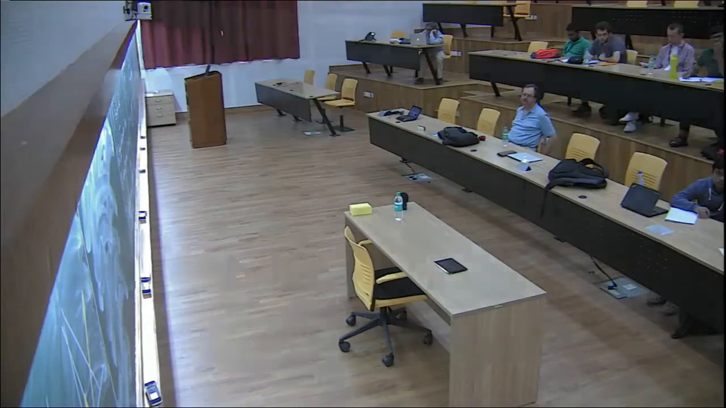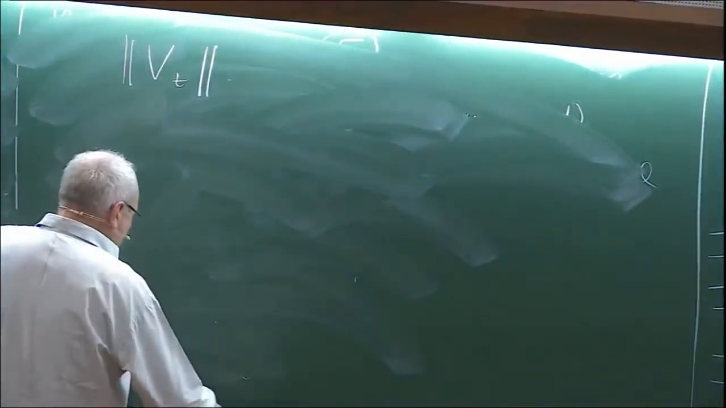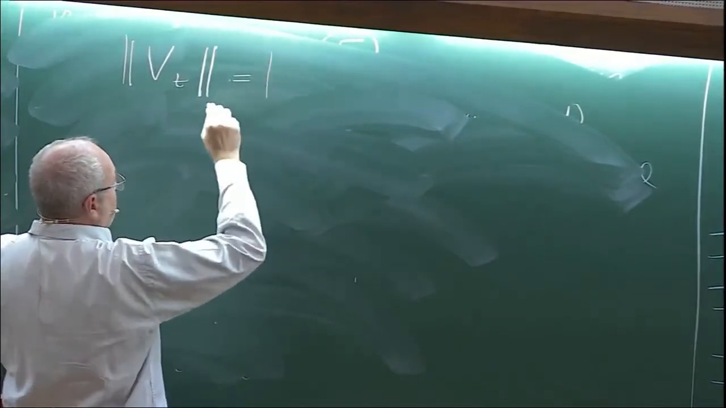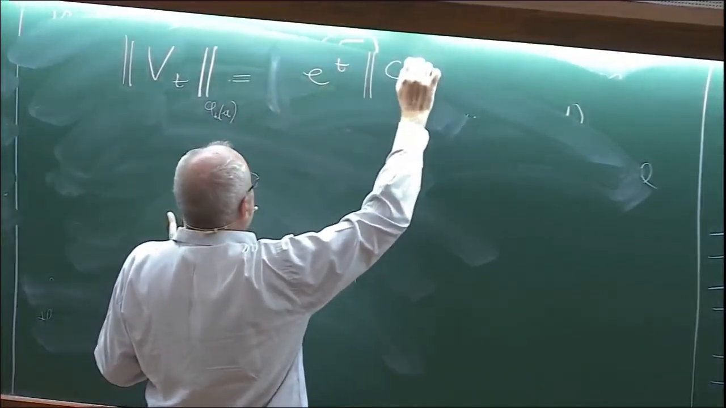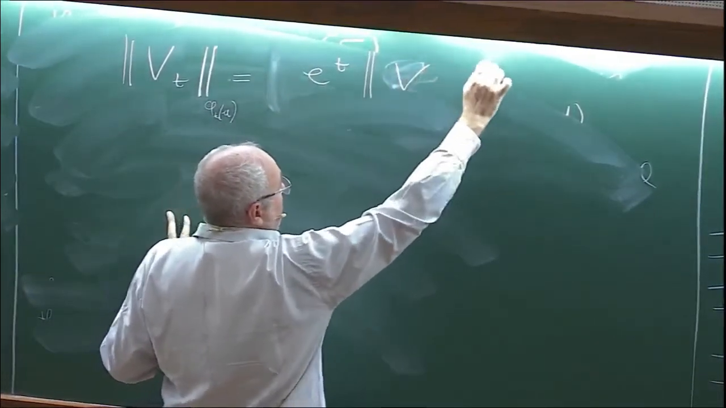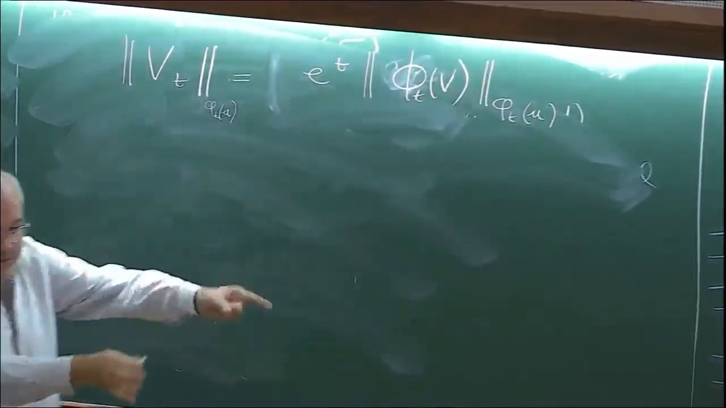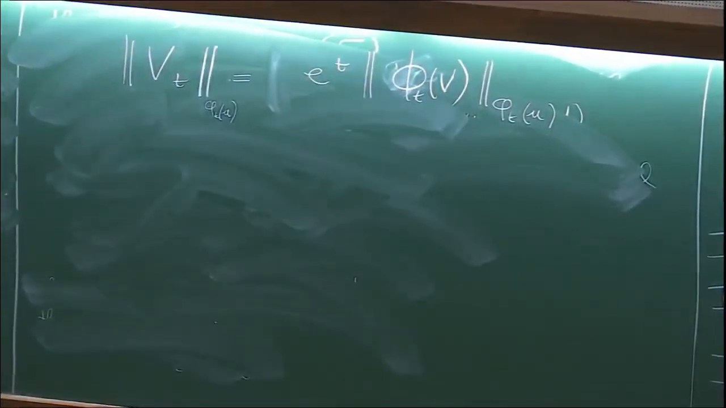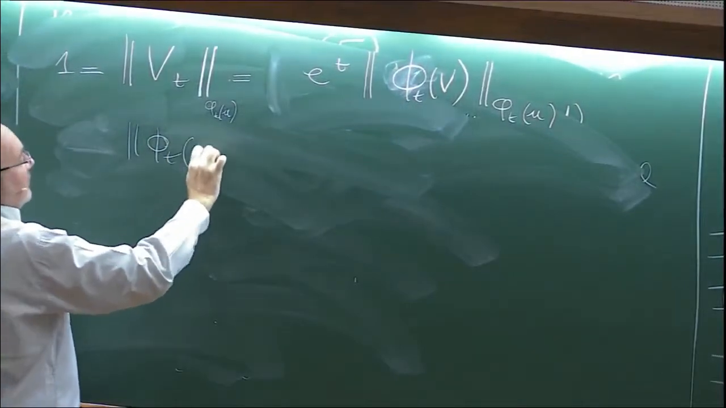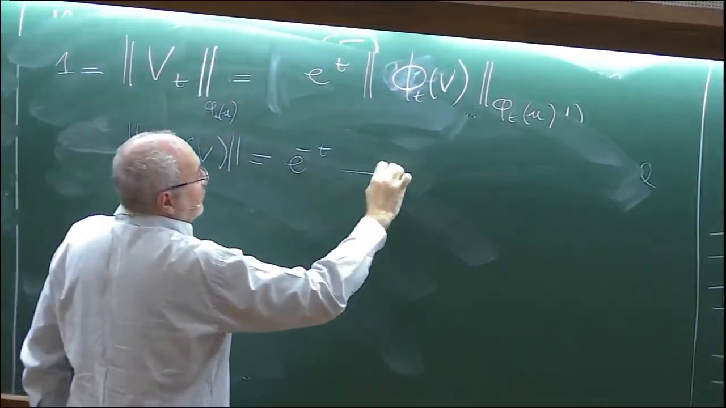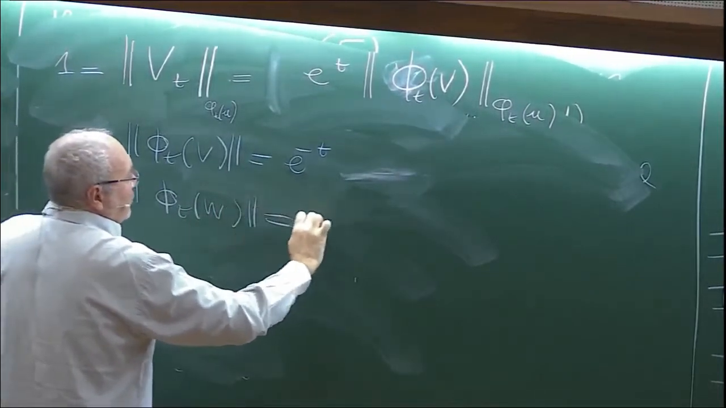So the norm of Vt is 1. This means that the norm, right? So the norm of Vt is 1, but this is equal to, at the point phi t of u, exponential t times the norm of V at phi t of U. But V is actually phi t of V, right? Because the action of my phi t is just you identify all the vectors by parallel transport. So this is 1, and this implies that the norm of phi t of V is equal to e to the minus t. And on the other end, the norm of phi t of W is going to be equal to e to the t.